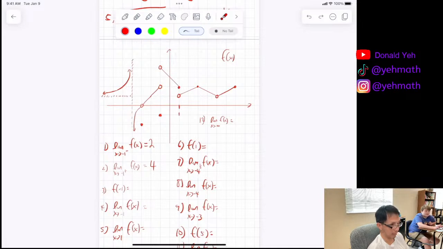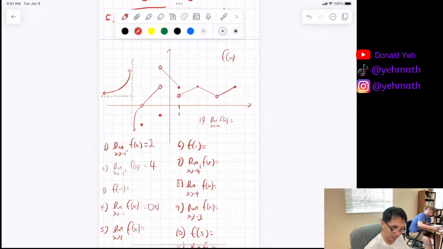So 3 is out. So 4 does not exist. So this one does not exist. Now, what is the f of negative 1? The limit does not exist, but can f of negative 1? Zero. No, no. Oh, actually, sorry. You say what? Why is that negative 1? Because if I ask you f of something, that means I'm asking you for evaluation. What is evaluation? Well, the only evaluation over there at negative 1 is the black dot.